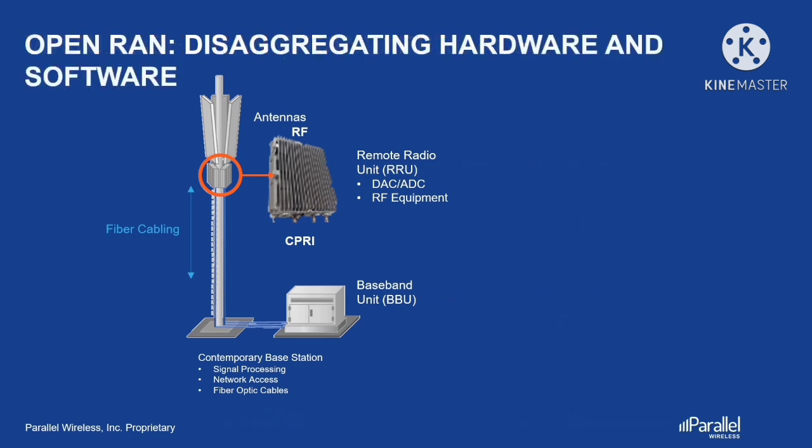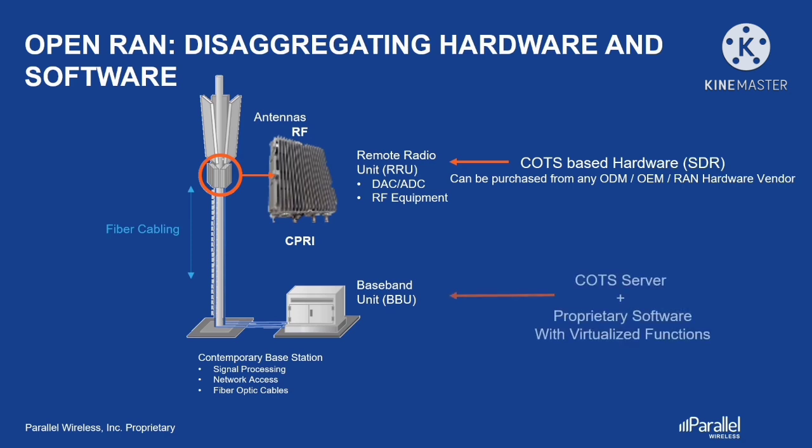With the Open RAN approach, the RRU is now COTS-based hardware that can be purchased from any ODM, OEM, or RAN hardware vendor. The BBU is proprietary software with virtualized functions running on a COTS server. This is the same as in the case of vRAN.